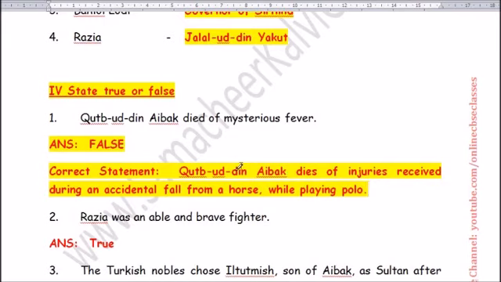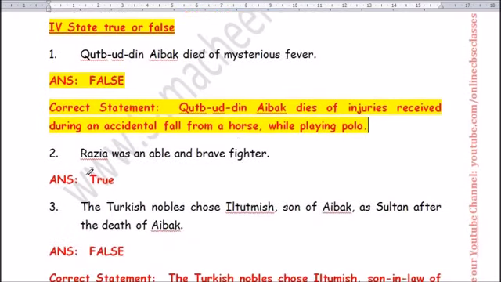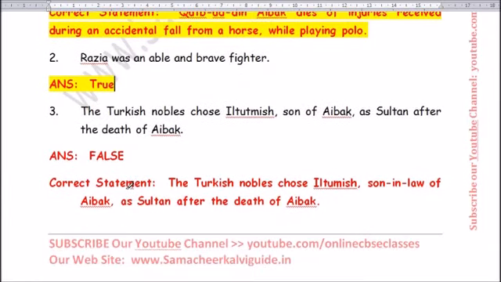Question number 2. Razia was an able and a brave fighter. That is true. The one and only woman Sultan of Delhi was very brave and able.